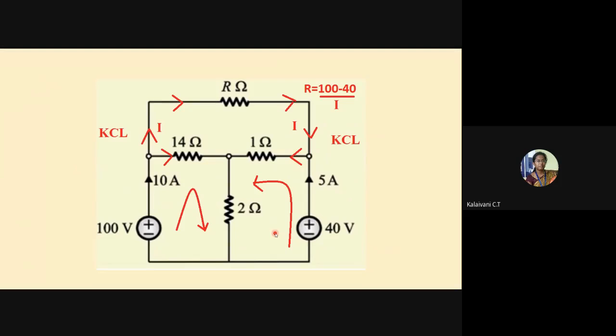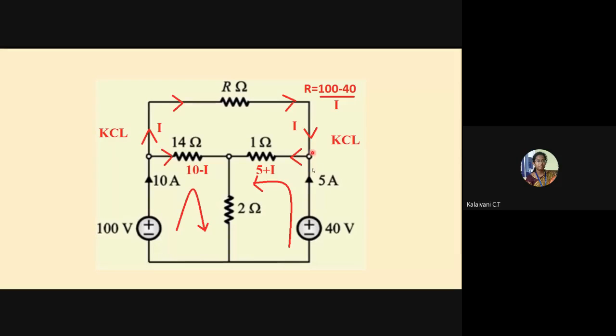We'll apply the current law at this point. So if you apply at this point, here we have assumed the current is I inside this loop. Here in the question itself they have given it as 10 amps. So what will be the current across the 14K resistance? Here 1 is entering, 2 are leaving. So this will be 10 minus I.